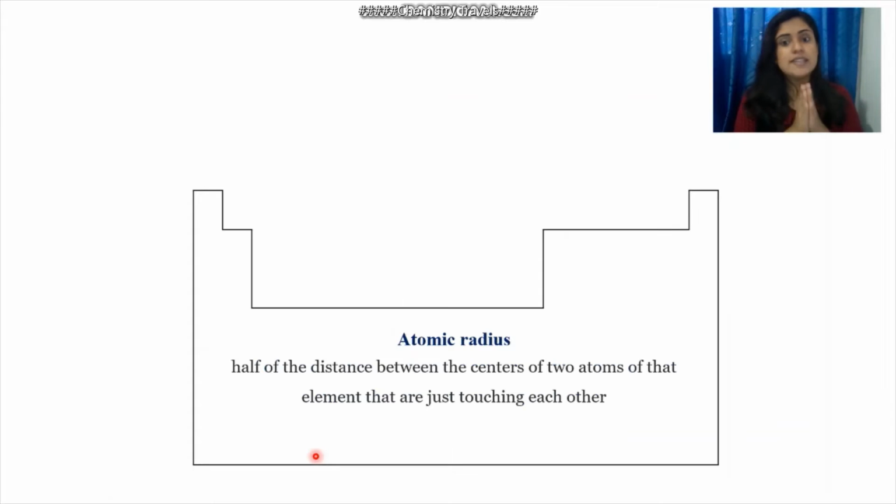The first one is atomic radius. How does the atomic radius of elements vary as we move from left to right of a periodic table and from top to bottom of the periodic table? That is how it varies within a group and within a period.